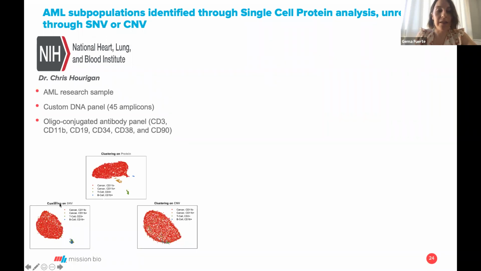If you cluster on SNV only, you get 2 populations: the cancer population and the wild type population. But of course, you don't have information about what population that is. If you try to cluster on CNV, at this point, there was not enough data to separate the populations, despite having some copy number changes. You can see the blue and green are kind of grouped in this area, but it is not enough to separate them. So based on this data, we decided to cluster based on protein.